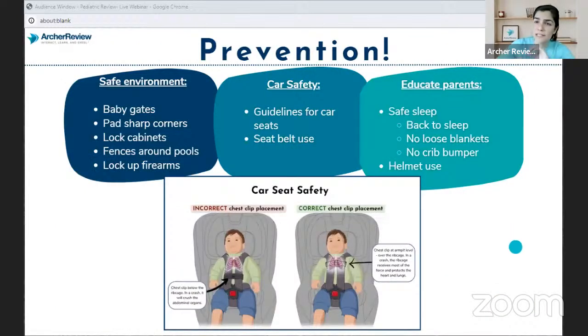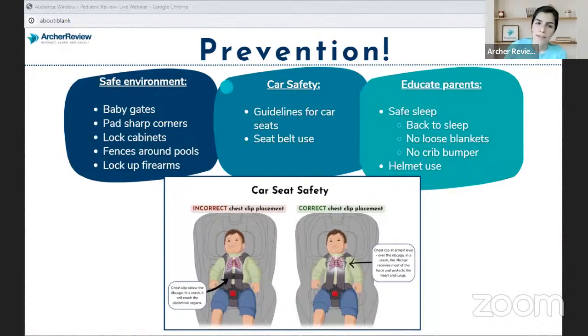And so prevention is going to be key with safety. So we want to talk about baby gates and locking cabinets, fences around the pool. The other thing I wanted to highlight is firearms. So definitely want to ask your patients, do they have firearms in the home and how do they store them? Do they have them locked away and out of reach? That's going to be really important, especially as these kids are getting more curious and growing. We want them to be curious and we want them to be adventurous, but we want to provide them with a safe environment, right? So making sure we're locking up any firearms.